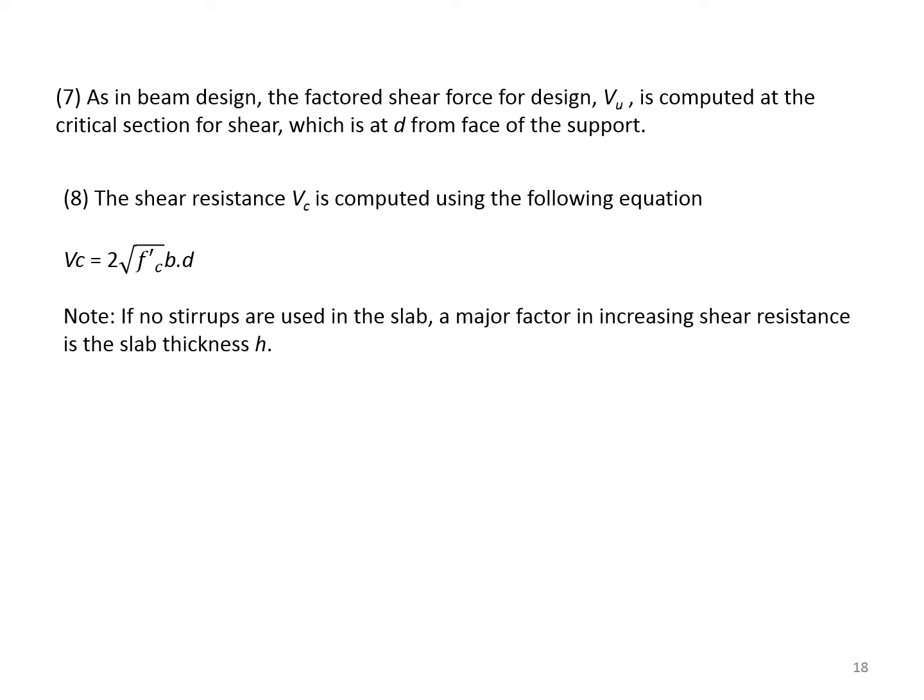Number 8. The shear resistance Vc is computed using the following equation. Vc is equal to 2 square root of f'c bd. If no stirrups are used in the slab, a major factor in increasing the shear resistance in the slab is therefore the thickness h. If lightweight concrete is used, then Vc is modified.